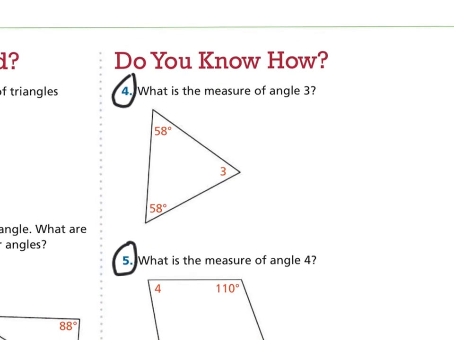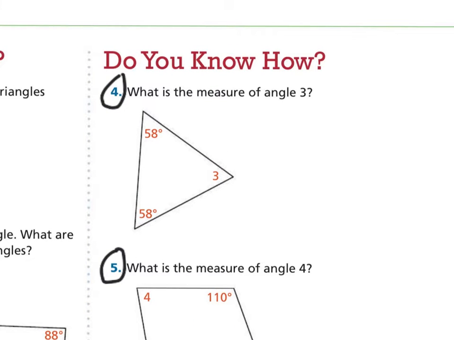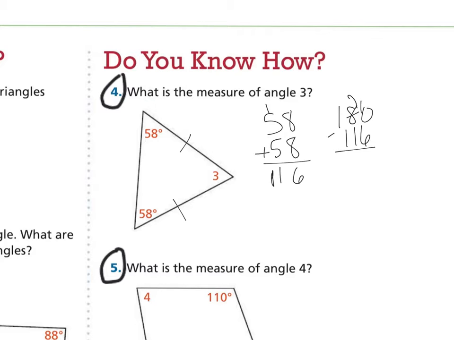If we look over at the do you know how, number 4, again, this is just a triangle, so the angles add up to 180 degrees. So this one we could look at actually would be an isosceles triangle. If you notice, there's two angles that are the same there. It means two sides would be the same. But we've got 116 degrees used up. Take 180 minus 116 would be 64 degrees. So measure of angle 3 would be equal to 64 degrees.